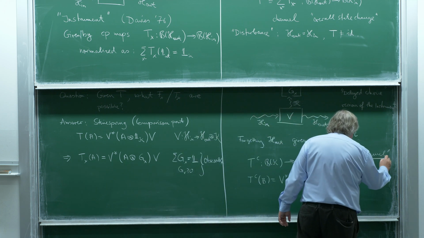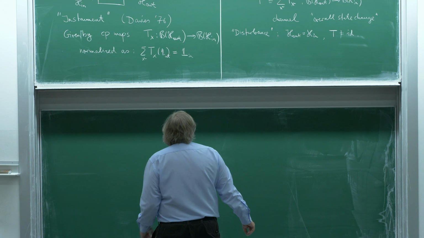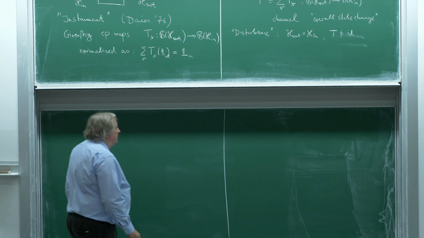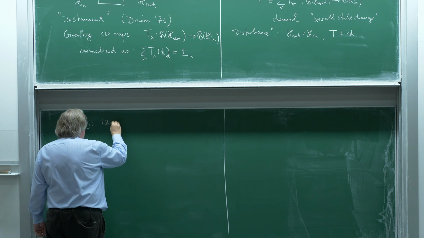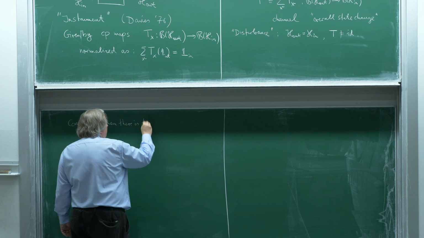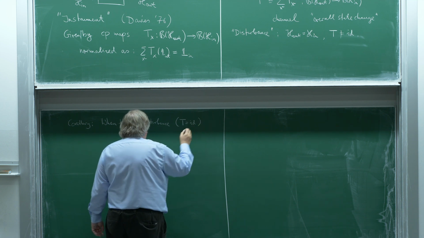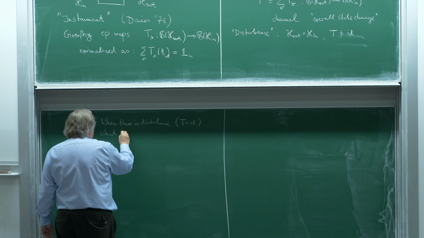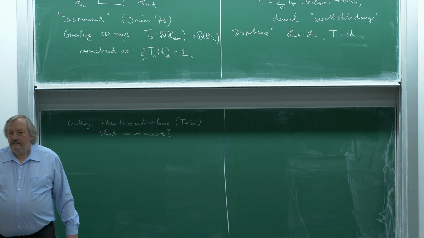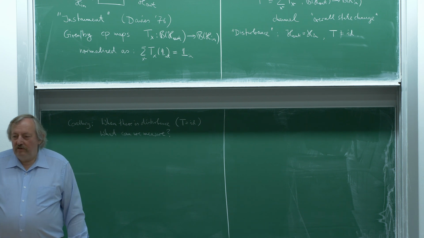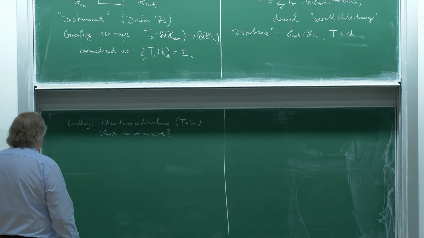Okay, so now I still haven't answered my original question, what happens when there is no disturbance? So, corollary. When there is no disturbance, that is, T is now the identity. What can we measure? Okay, so what do we have to do? We have to compute the dilation, the Stinespring dilation of the identity.